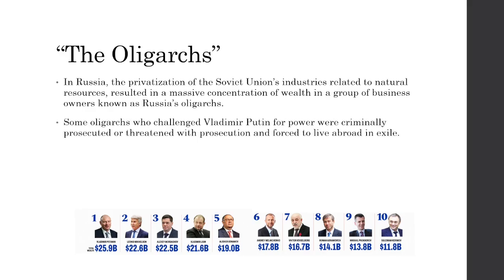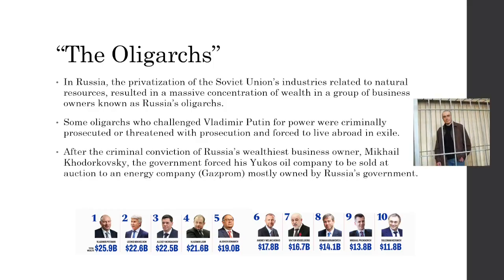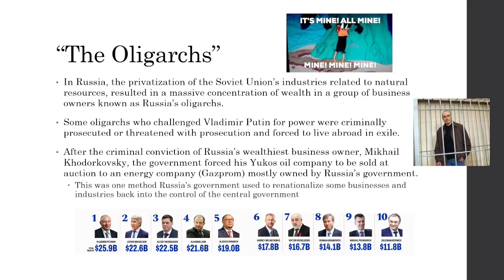Some oligarchs have challenged Putin for power, though, and they were criminally prosecuted because Putin didn't like that, or at least they were threatened with prosecution, or they were exiled. After the criminal conviction of Russia's wealthiest business owner, the government forced his oil company to be sold at an auction to an energy company mostly owned by the Russian government. So you could say that they're taking a step back from this privatization in favor of nationalization. That's him actually on the right. This was one method that Russia's government has used to renationalize some businesses and to get back control of the central government. So this is why Russia's not democratizing.